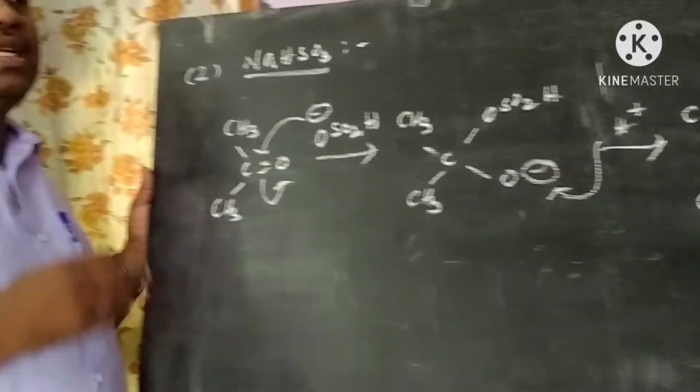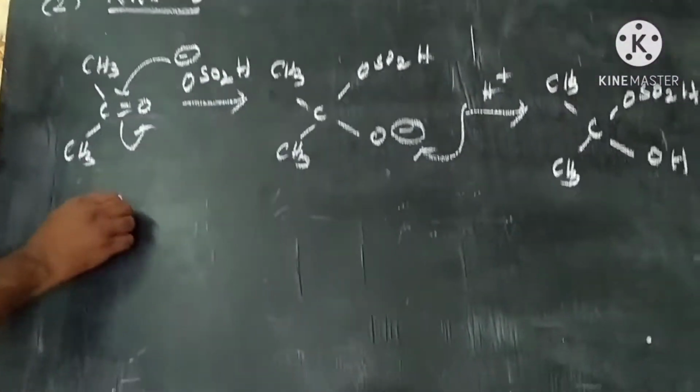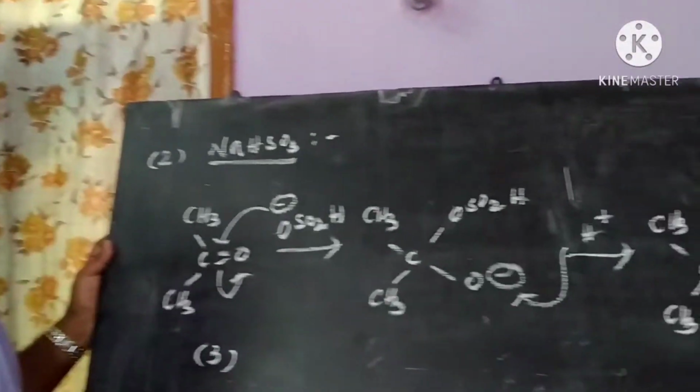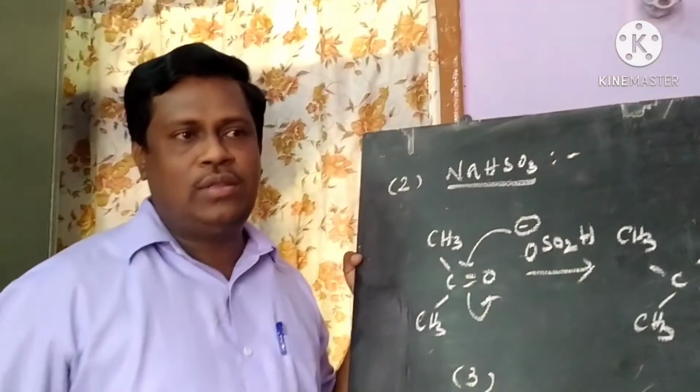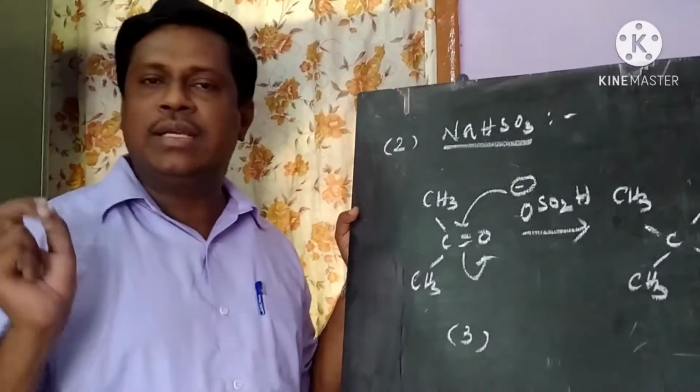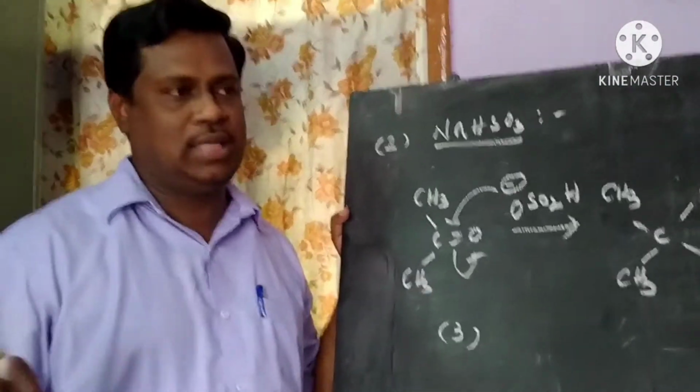The next, third one is addition of alcohol. When aldehydes or ketones are treated with 2 equivalents, that is 2 moles, of an alcohol in the presence of an acid catalyst, they form acetals. To form what? Acetals.